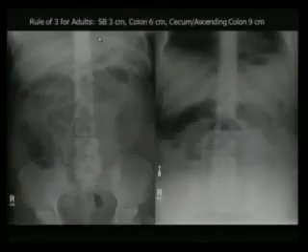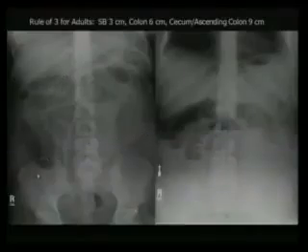This is on a person that just comes in, they do a KUB. The rule of 3: the small bowel should be no more than 3 centimeters in diameter. The colon should be no more than 6 centimeters in diameter, except the cecum and ascending colon proximally can be 9. So 3, 6, 9.